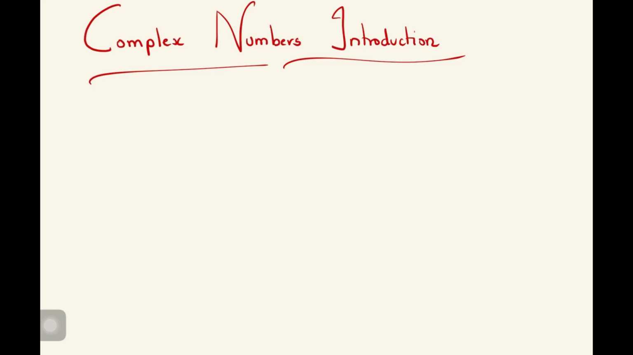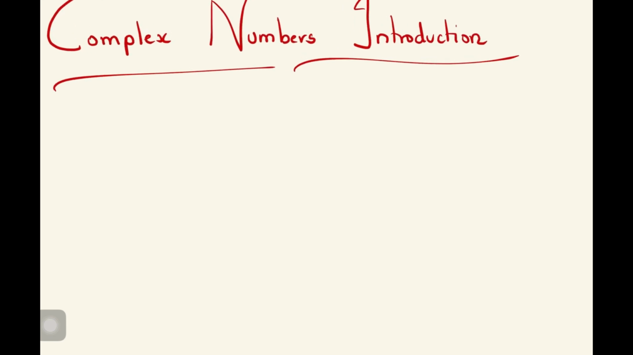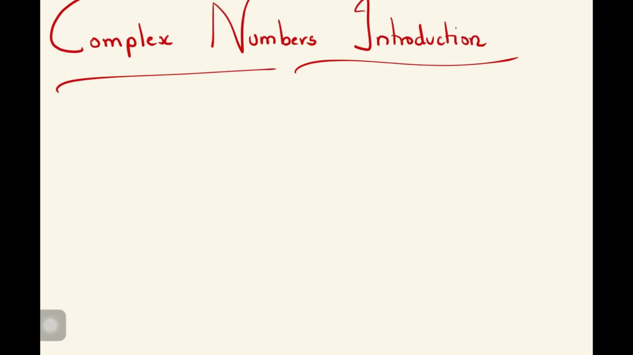First of all, we will start with realizing why we need complex numbers in the first place. To understand that, we have to start with square and square roots. Now, how do square and square roots work? We all know that if m into m is equal to m square, square root of m square is equal to m.